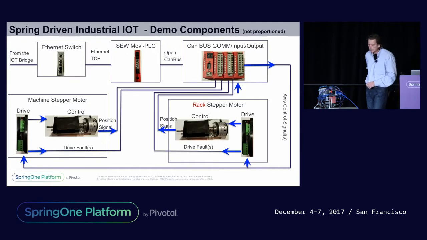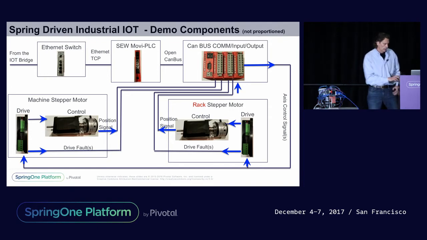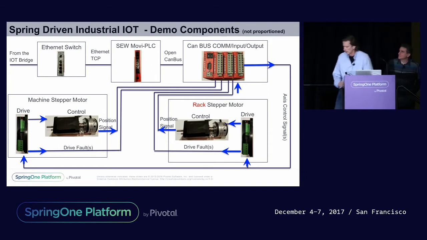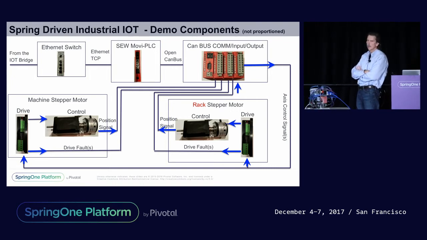So the actual physical demo that we have, you'll see here, is first of all, we are talking from the IoT bridge through Ethernet switch to a PLC, and that's all Ethernet TCP. And then we're using CAN bus, which is a field bus, to talk to the I/O, which then the actual physical world devices are connected to the I/O, and we have both input and output modules on this I/O.